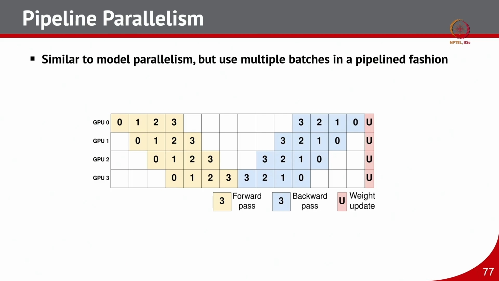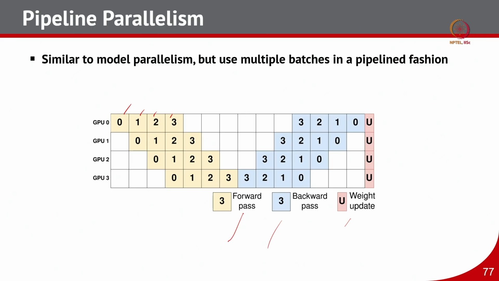This is similar to model parallelism, but uses multiple batches in a pipeline fashion. Let us say we have 4 batches, in this case 0, 1, 2, 3. Whenever you see yellow, that is the forward pass, blue means backward pass, and this light pink, baby pink, means weight update. In this particular case we are performing the entire training on 4 batches, and we can do the forward pass as well as the backward pass in a pipelined fashion.